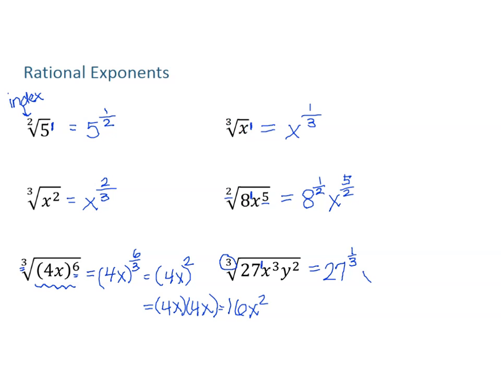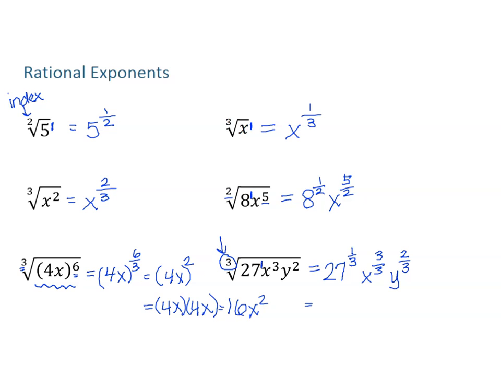Okay, so you should have gotten x to the 3/3 and then y to the 2/3. They all have the same denominator. All the exponents have the same denominator because they all have the same index number out here. But now I can simplify this a little bit further because 27 has an integer cube root. So remember, I'm taking the cube root here. My index is 3. That means it's 27 to the 1/3.